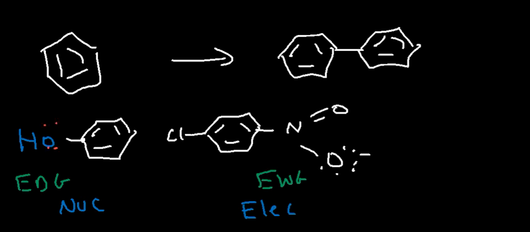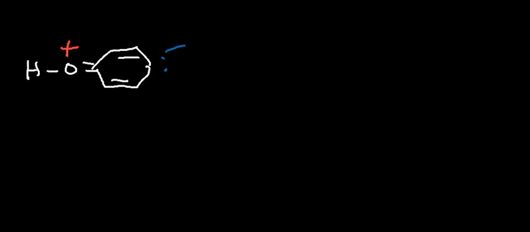This oxygen has some lone pairs, and it can donate electron density to the ring. This double bond can move here, and this double bond can put a negative charge on the para position. Now, the nitro group is an electron withdrawing group, and it can pull electron density away from the ring. So notice the two structures that we now have. We have an oxygen that has a double bond, and it's attached to the ring. And we now have a negative charge on a para carbon. And this oxygen has a positive formal charge.